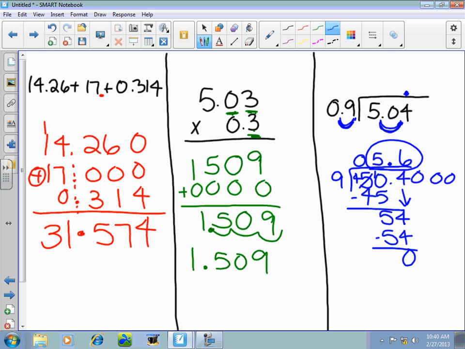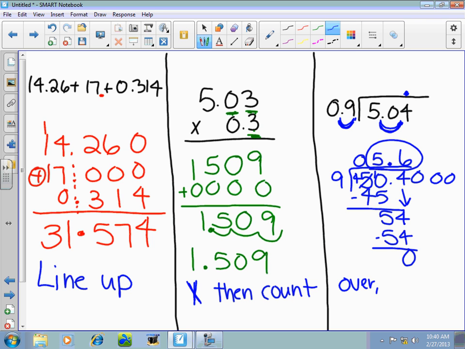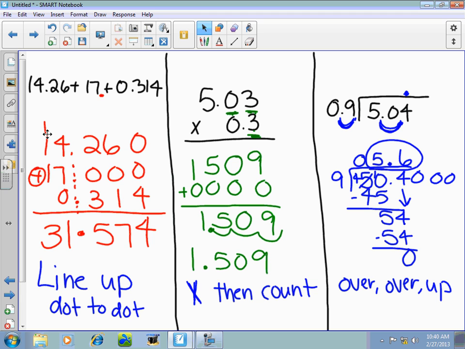Okay, when you add or subtract decimals, you line it up. When you multiply, you multiply. So that's a multiplication symbol. Multiply, then count. Okay, and when you divide, it's over, over, up. And I like to say line up and maybe a little dot to dot here because everybody likes a little dot to dot, don't they? Okay, so here's the little decimal review for adding and subtracting, multiplying and dividing.